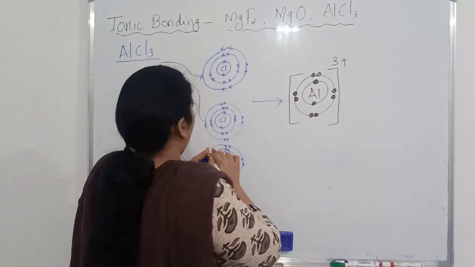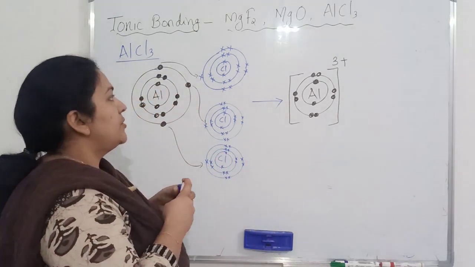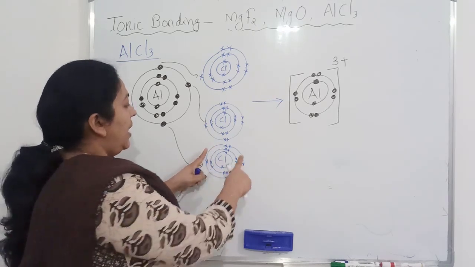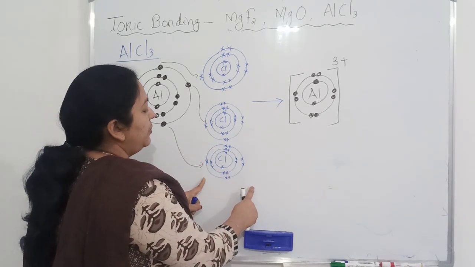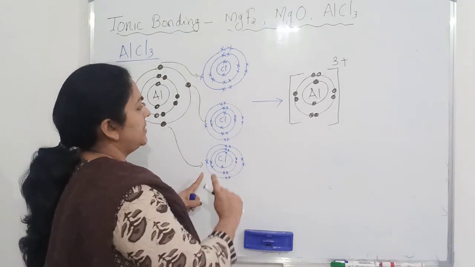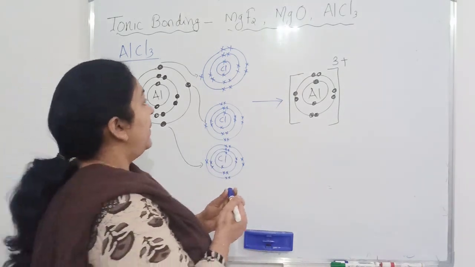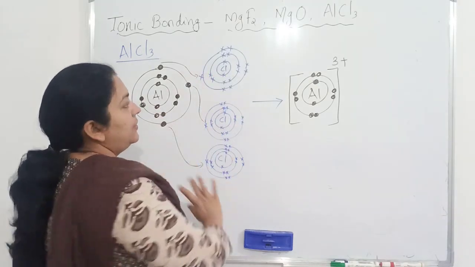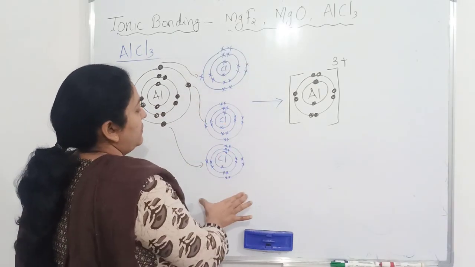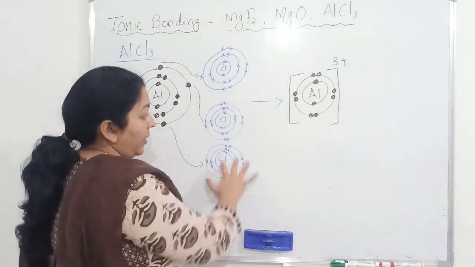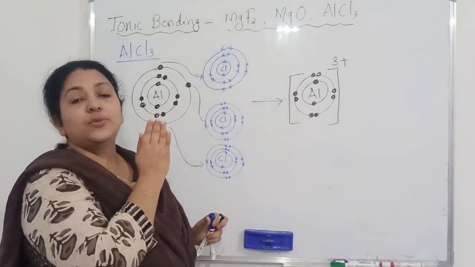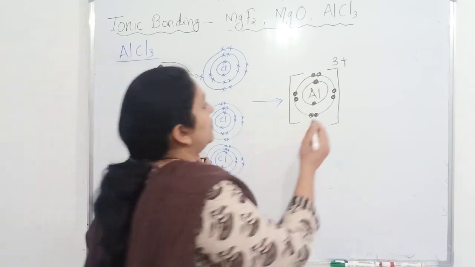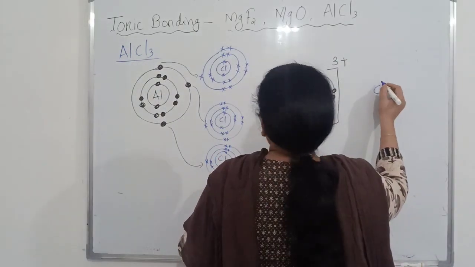And now chlorine, now this method also can be adopted. You can draw only one atom and put a bracket and you can put how many times it is there. Either you can draw 3 chlorine atoms and put each electron, each negative charge will come. 3 chloride ions you can draw as we drew in the previous cases, or you can do it this way also. So this is the way.